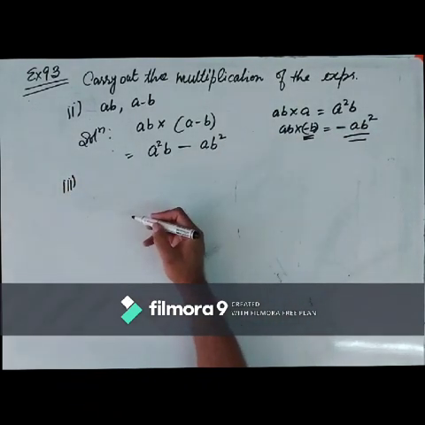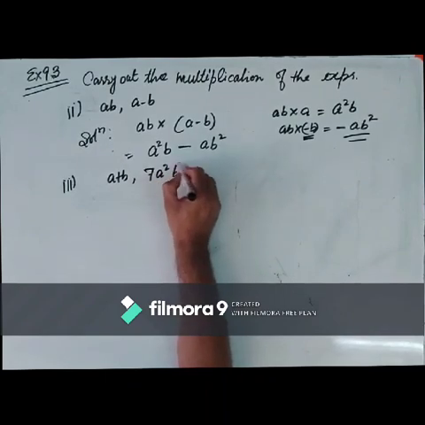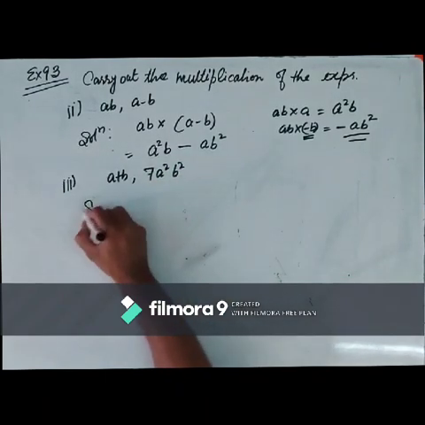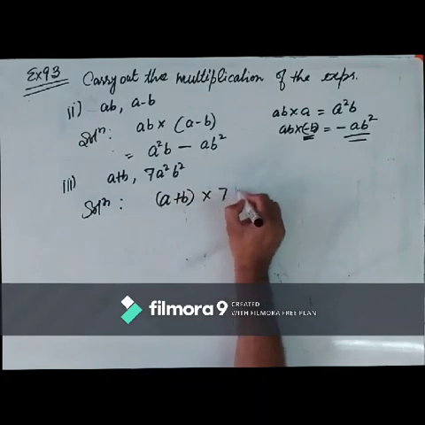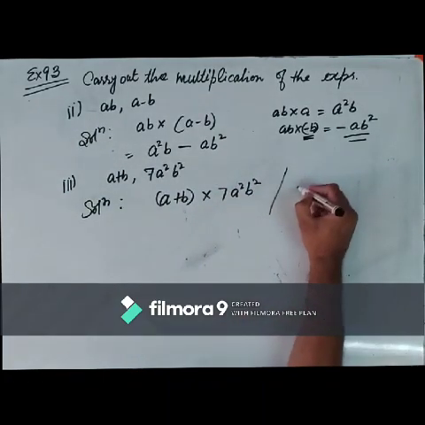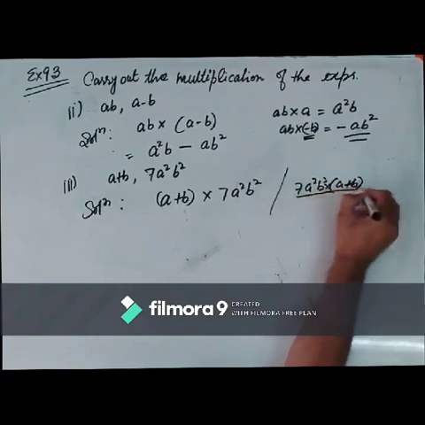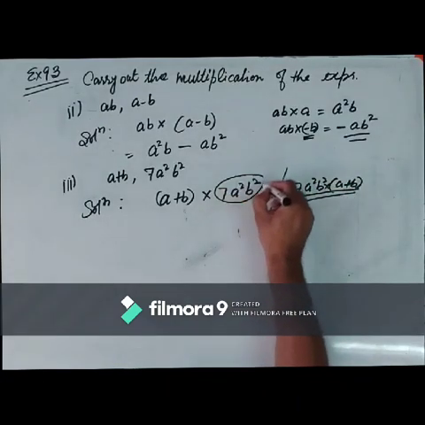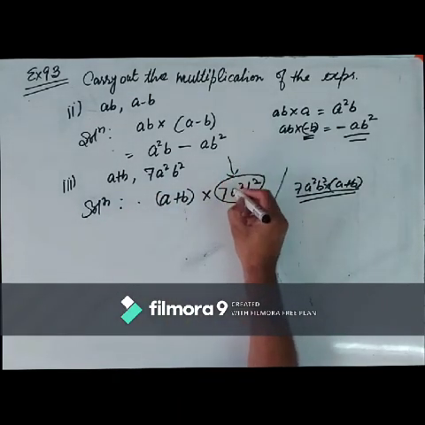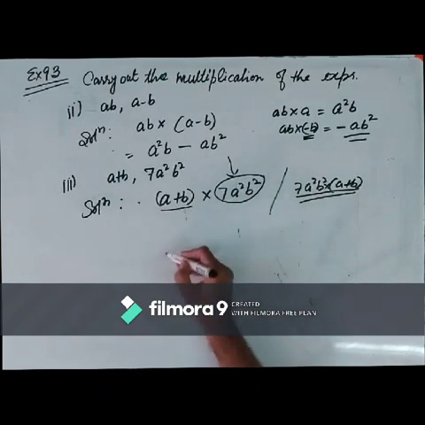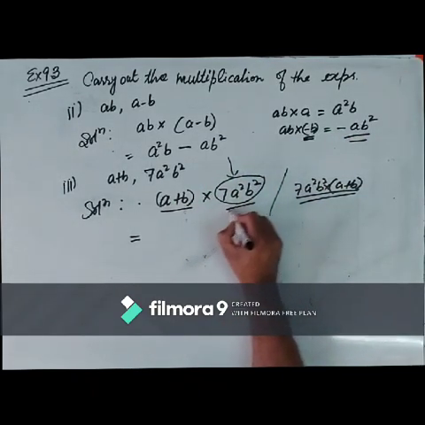Look at the third question. a plus b is to be multiplied with 7a square b square. So in the solution part you can write a plus b into 7a square b square, or you can also write 7a square b square into a plus b. Both are similar things. Even if we write 7a square b square after a plus b, you can perform it with the same pattern. The 7a square b square is a monomial and this is a binomial.